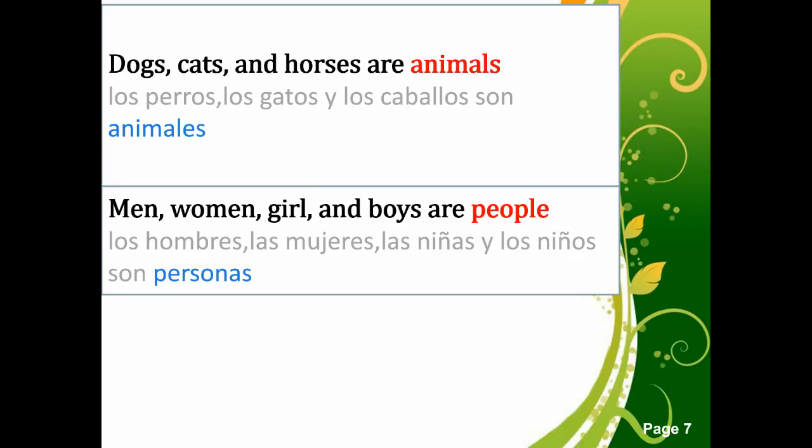Dogs, cats, and horses are animals. Men, women, girls, and boys are people.